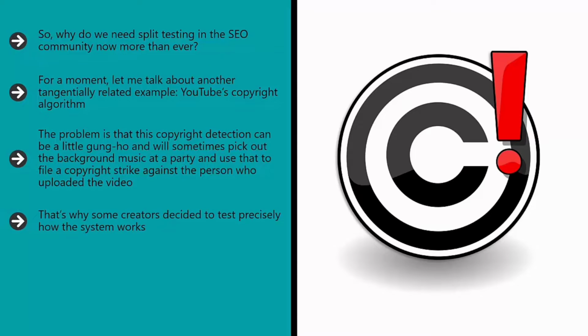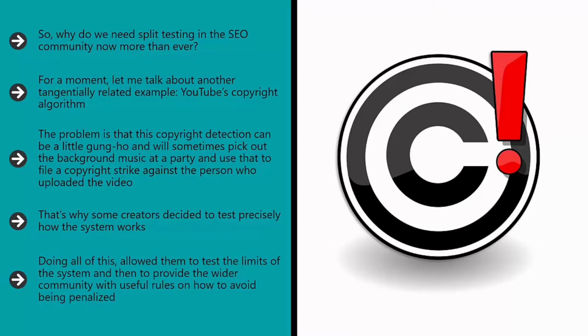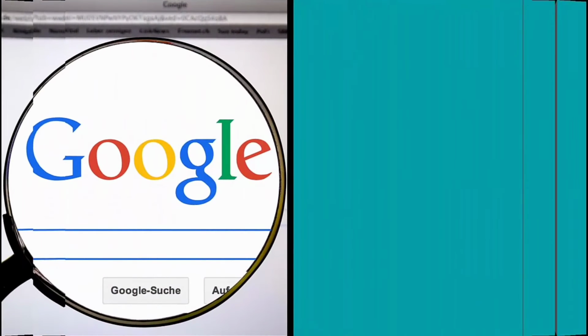That's why some creators decided to test precisely how the system works. They did this by uploading hundreds of versions of the same song, versions that had been modulated up or down a semitone, versions that had been transposed down an octave, versions played in the background, versions played quietly, versions played only for short clips. Doing all of this allowed them to test the limits of the system and then to provide the wider community with useful rules on how to avoid being penalized. They discovered that if less than 10 seconds of content matched, then the person who uploaded the video would likely be fine. And this allowed for a whole host of fair use practices.